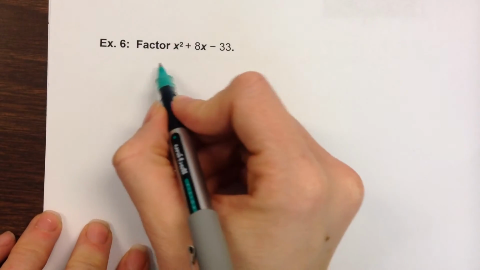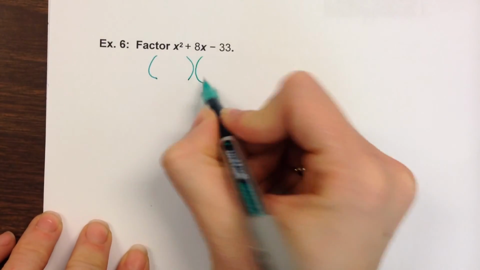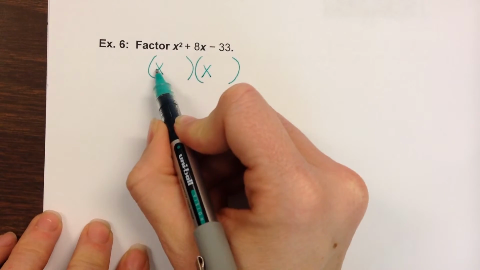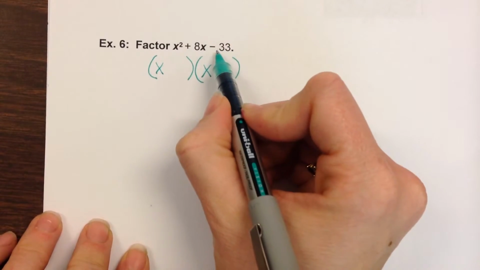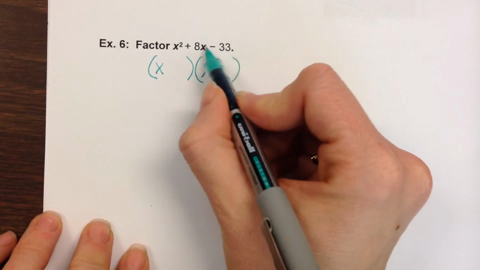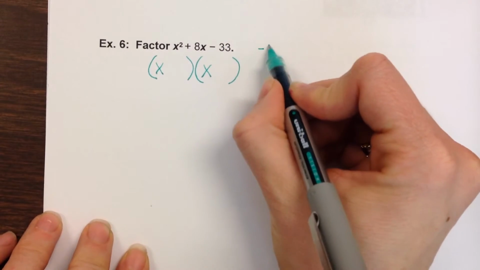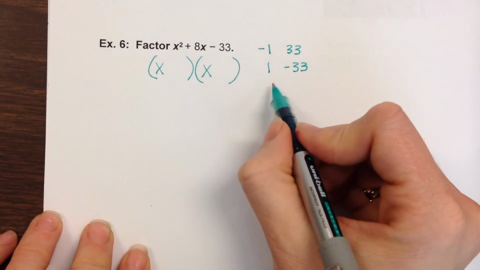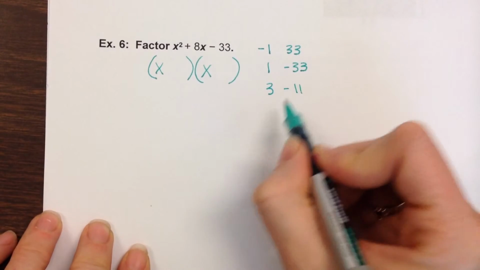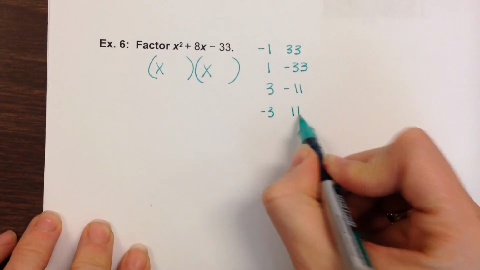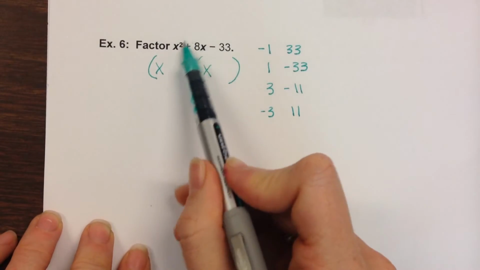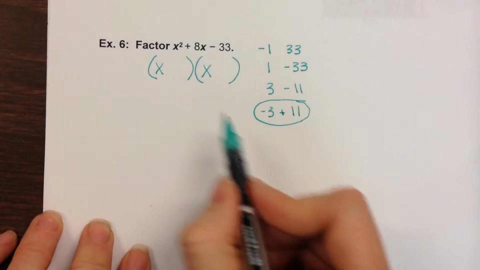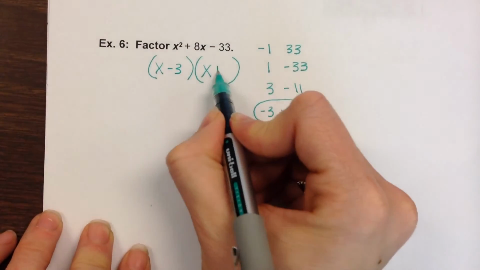Okay, example 6. I see that by the form that we're going to have to factor it into two trinomials. The x squared could be split up into x and x because x times x is x squared. Then I move to the last number and think of what numbers multiply together to get -33. So I think -1 times 33, or 1 times a -33, 3 times a -11, or a -3 times a +11. So I want to get +8, and it looks like these two would add together to get a +8. So I would write a -3 and a +11.